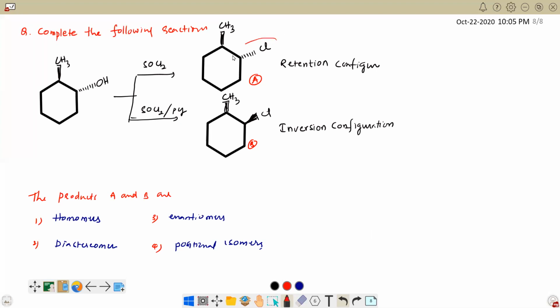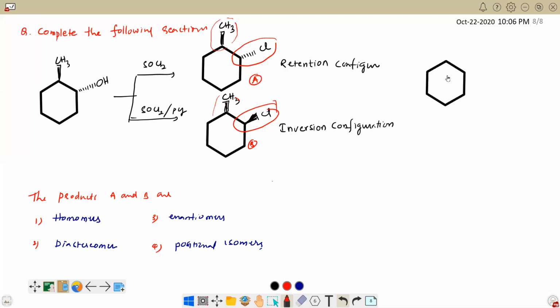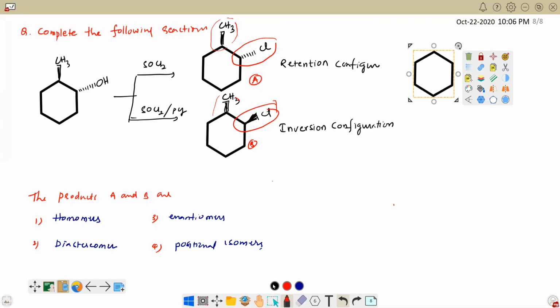This part Cl is below the plane, which means this part is above the plane, right? Yes, sir. If this part is above the plane, this part should be below the plane, right? No, sir. In an enantiomer, if we keep one group fixed... No, that's what I'm telling. See, I'll write here. Suppose I draw one more structure over here, see carefully.